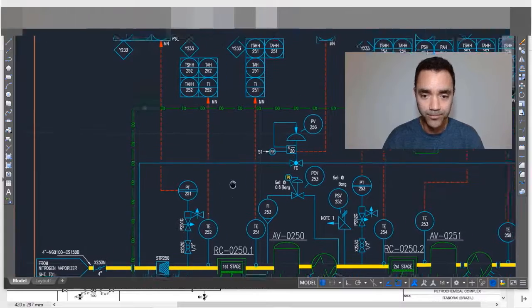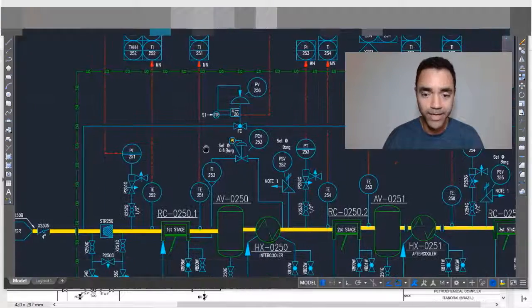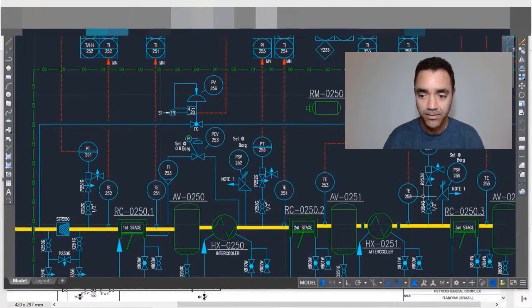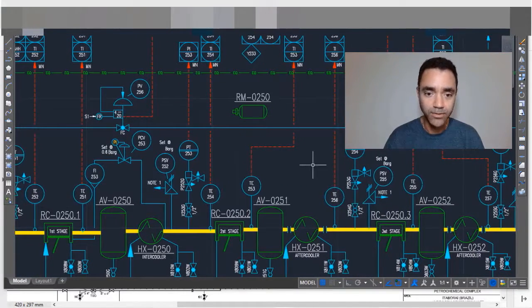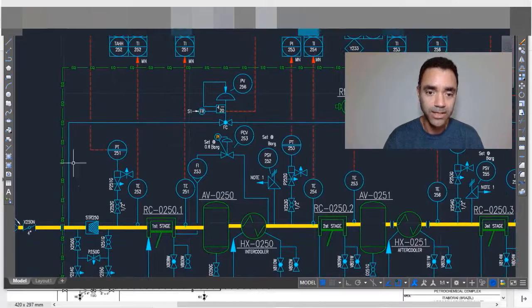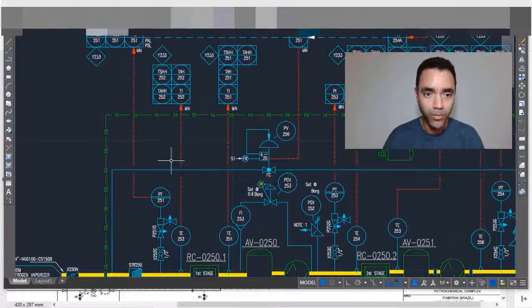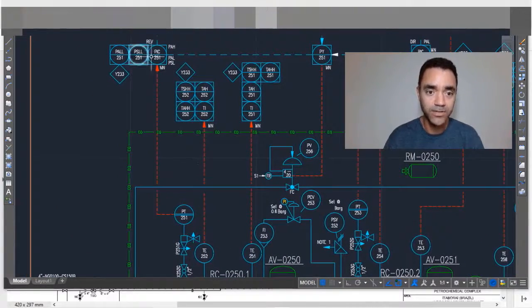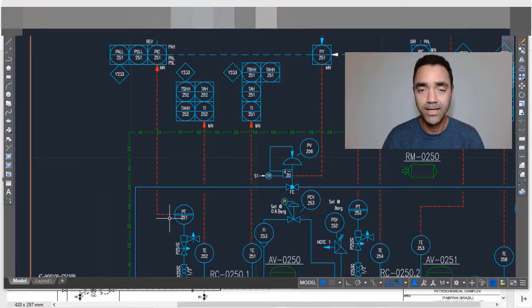When this recirculation valve gets the gas from the discharge of the compressor and sends it to the inlet of the compressor, the main purpose of this PIC 251 is to keep the suction pressure at a desired condition.